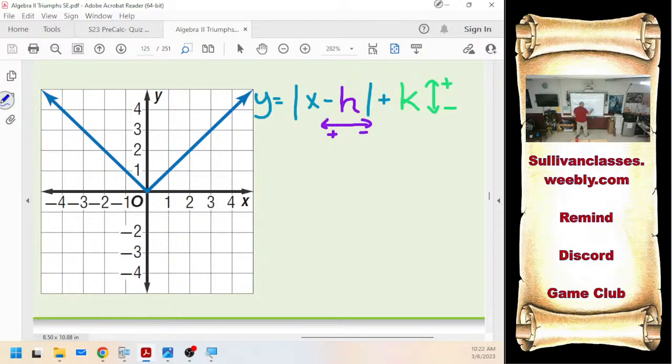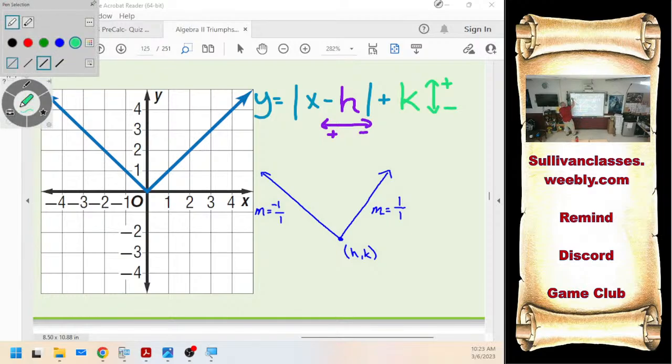So my parent function is always going to have a vertex at h, k, because I'm going to move that point left or right, up or down. On the right-hand side and the left-hand side, the slope is going to be 1 over 1, or mirrored across, a negative 1 over 1.